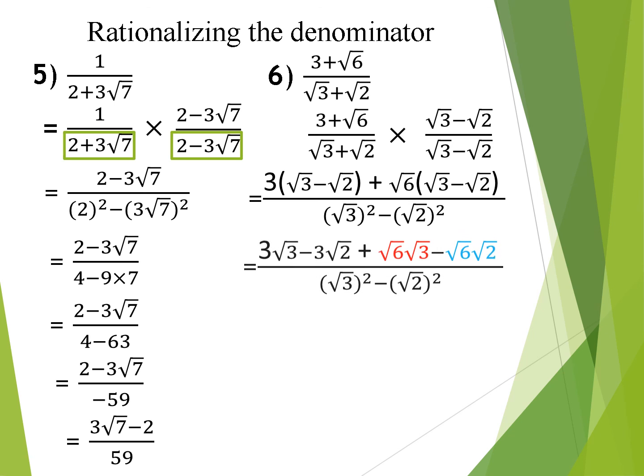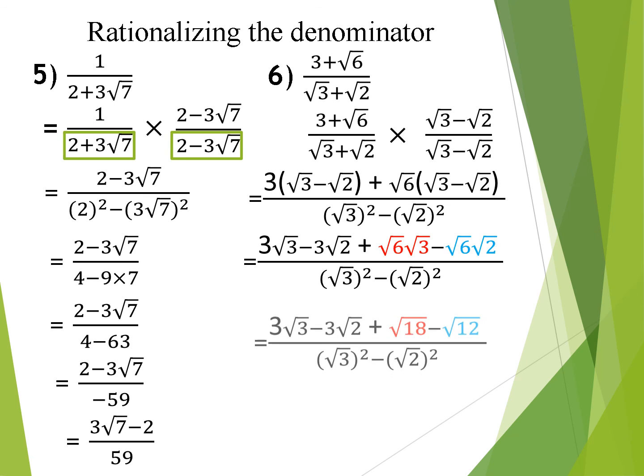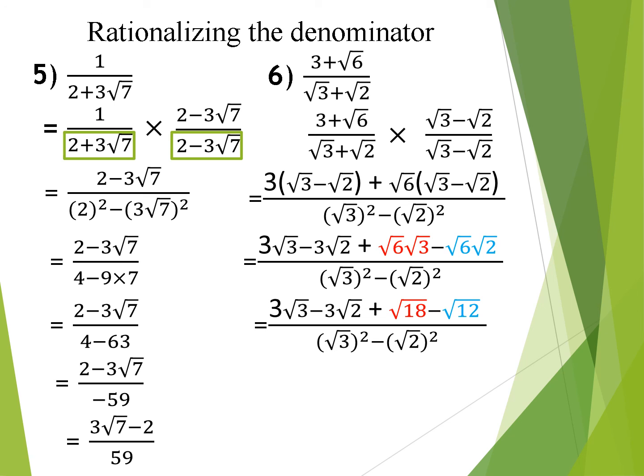Now let us open the bracket. That gives us 3 root 3 minus 3 root 2 plus root 6 into root 3 minus root 6 into root 2 upon root 3 square minus root 2 square. Let us see what we can get. 3 root 3 minus 3 root 2 as it is. Now root 6 into root 3 will give us 6 3s are 18, so root 18. And root 6 into root 2 will give us root 12. And the denominator remains the same.